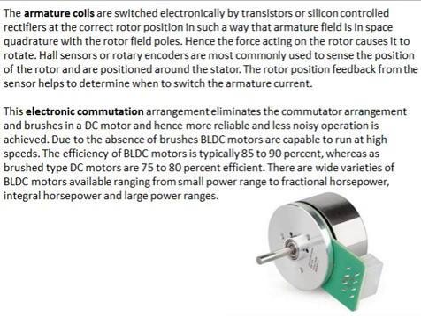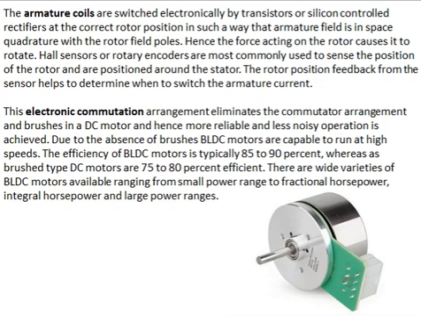The armature coils are switched electronically by transistors or silicon-controlled rectifiers at the correct rotor position in such a way that armature field is in space quadrature with the rotor field poles. Hence, the force acting on the rotor causes it to rotate. Hall sensors or rotary encoders are most commonly used to sense the position of the rotor and are positioned around the stator. The rotor position feedback from the sensor helps to determine when to switch the armature current.